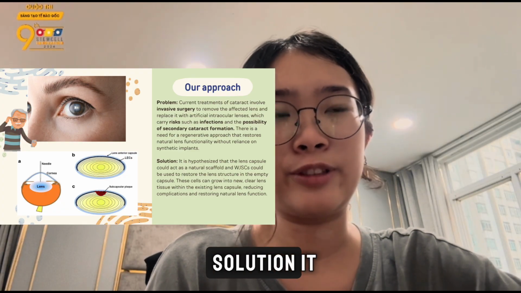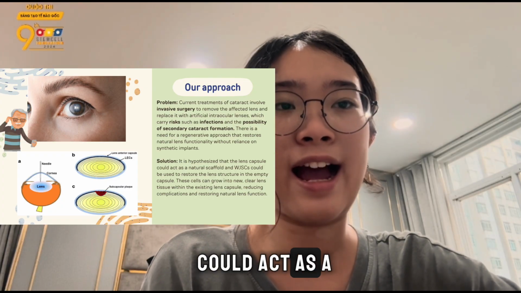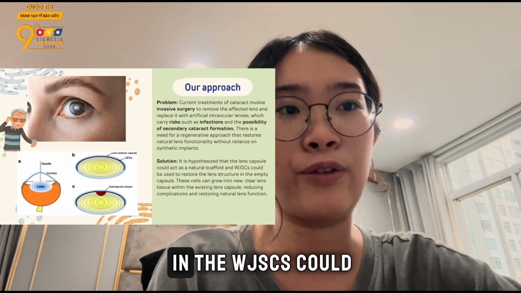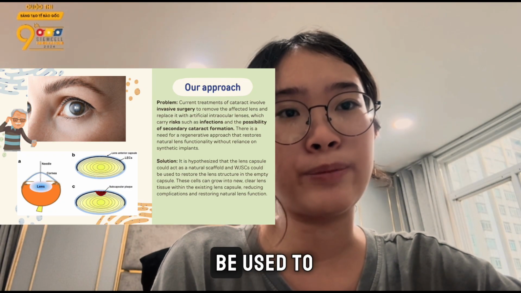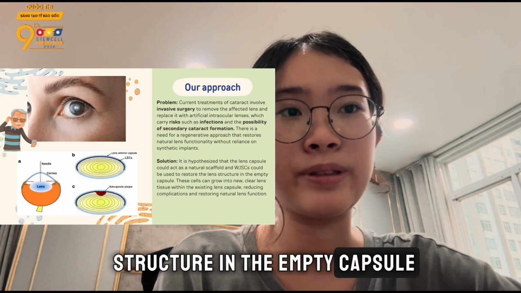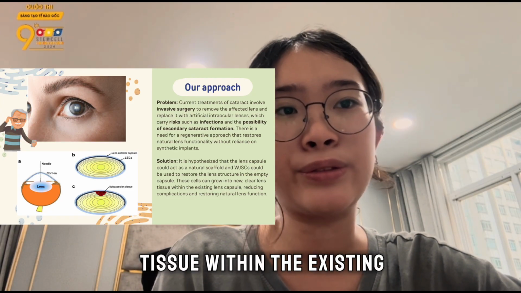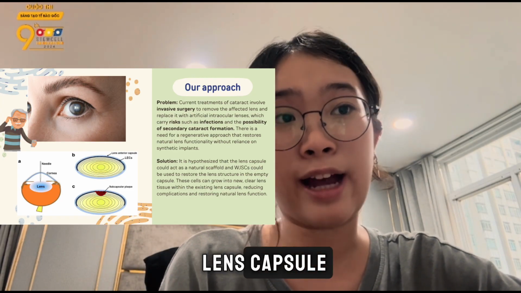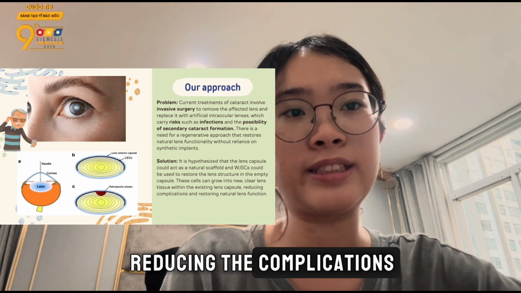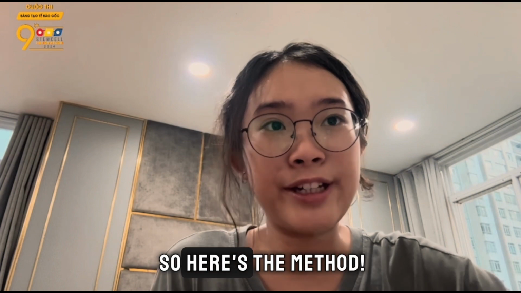So for the solution, it is hypothesized that the lens capsule could act as a natural scaffold, and WJ-MSCs could be used to restore the lens's structure in the empty capsule. These cells can grow into new clear lens tissue within the existing lens capsule, reducing complications and restoring natural lens function. So here's the method.